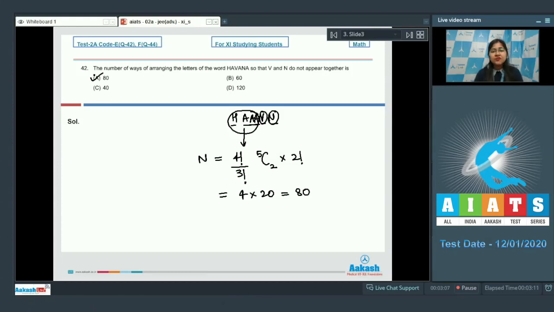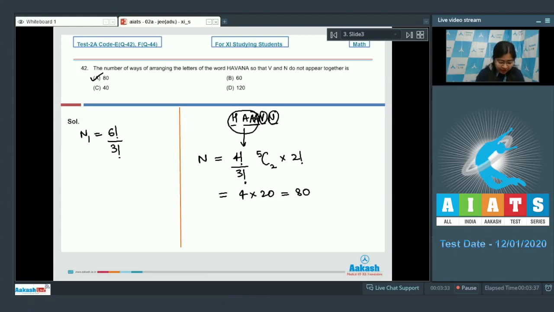Also, another method of solving this is that we can find the total number of ways of arranging these letters. So total number of ways of arranging these letters is, in total we have 6 letters. So 6 factorial divided by 3 factorial. This is the total number of ways of arranging it. Now let us find the number of ways in which V and N appear together.